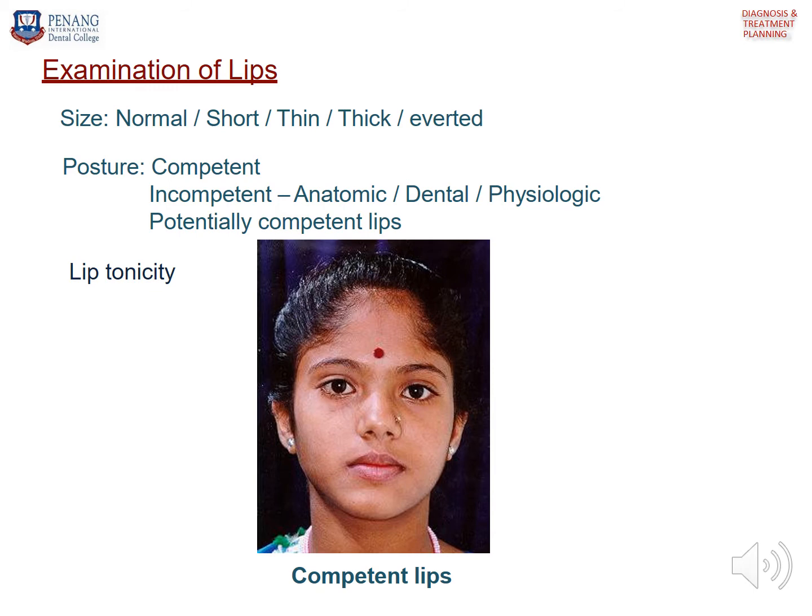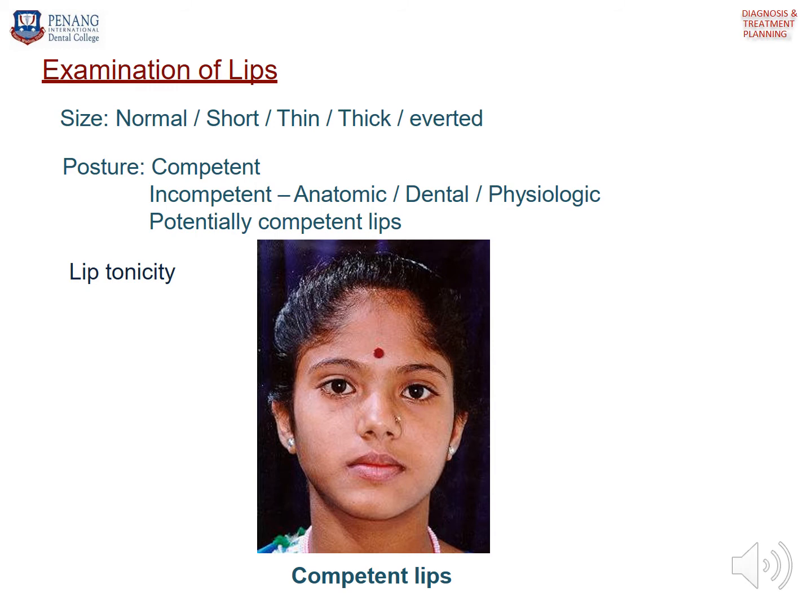If the upper lip is short, usually we can see the lips are incompetent, with thin upper and lower lips, and sometimes we can see thick and inverted lower lips. I will show you the photo later. And then for the posture, we can examine the lips within three types, which is either competent, incompetent, or potentially competent lips. We also need to examine the lip tonicity of the patient.